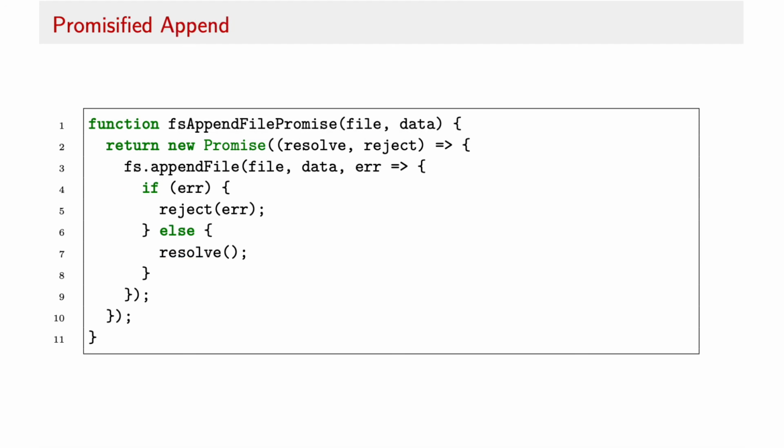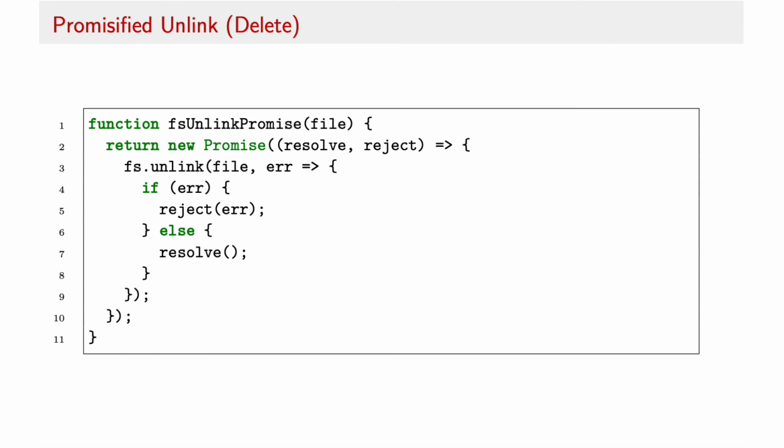Here's append file. Looks exactly the same except for the word append instead of write. It's going to take a file name, the data to append to that file, call append file behind the scenes, pass in the particular values we want to append to the file, and process the error to call resolve or reject. Again, this is promisification, taking an asynchronous function, in this case fs append file, and interpreting its behavior in terms of the semantics of promises. That's the whole game with promisification.